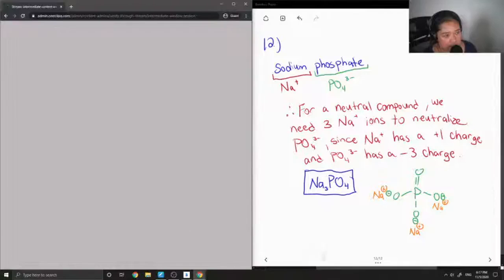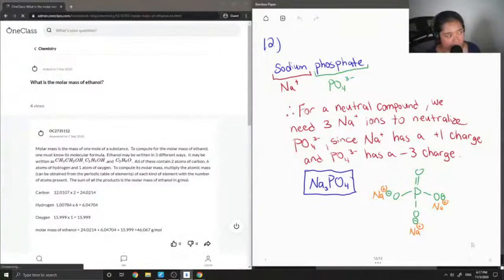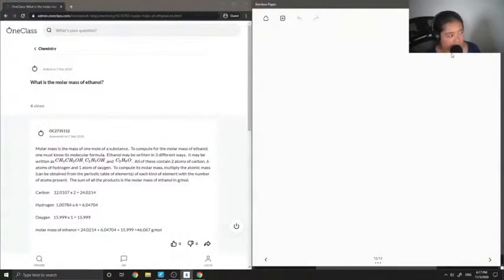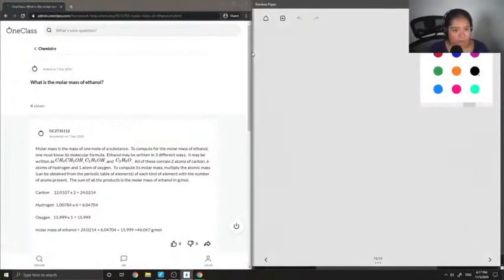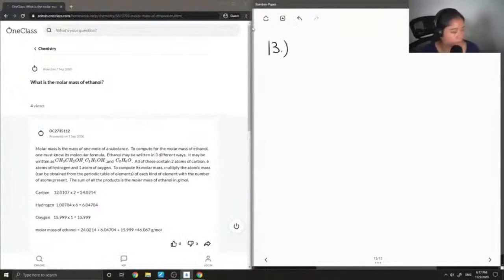One more question lined up. And it is just asking, what is the molar mass of ethanol? Okay, so let's say we don't know the structure of ethanol. Let's try to draw it out.